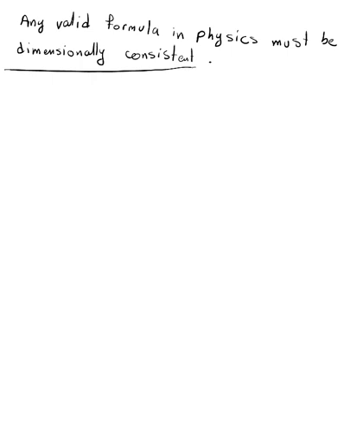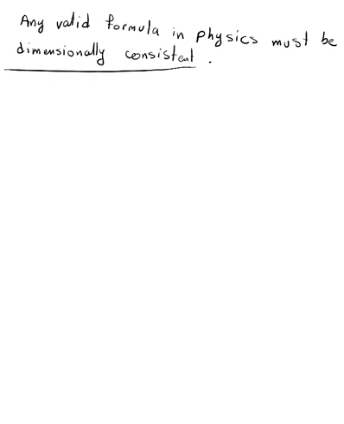Okay, now that we know what dimension is, let me tell you that any valid formula in physics must be dimensionally consistent. So what does that mean? It means that each term in the equation must have the same dimension. It doesn't make sense to add a distance to a time, any more than it makes sense to add apples and oranges. They're different things. You cannot add a distance to a time, and you cannot add velocity to a time. If you want to add things together, they should have the same dimension.